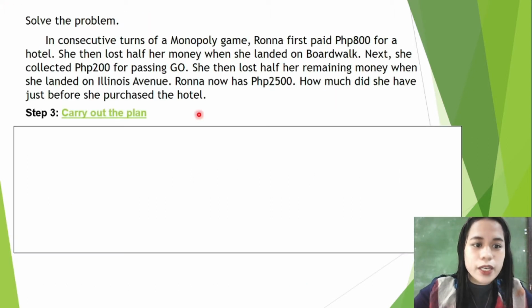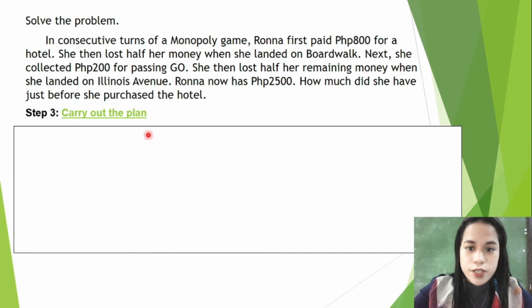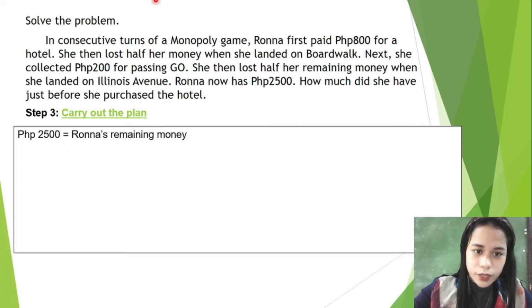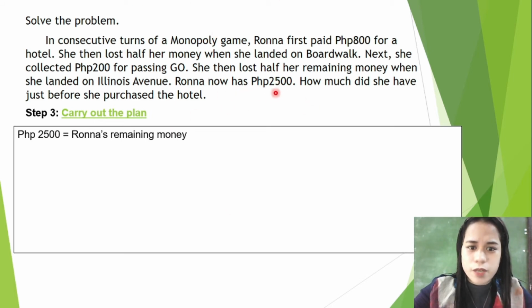In step 3, this is now the time to carry out the plan. Since napag-desisyon na natin, we decided to use the working backwards strategy. Now, let us have our solution. Since we already know the end result, which is 2,500, we can use working backwards. Itong 2,500 is yung remaining money ni Rona.